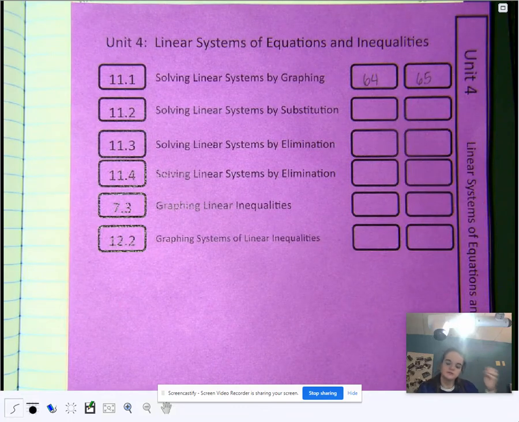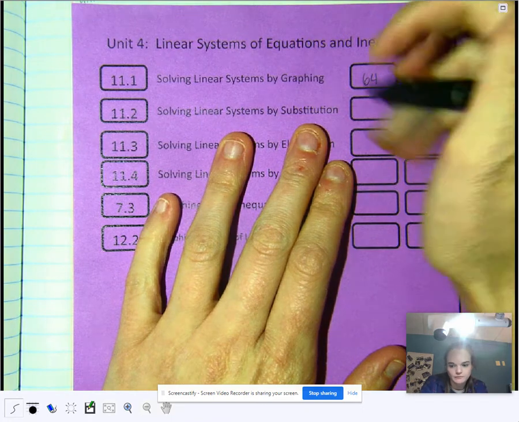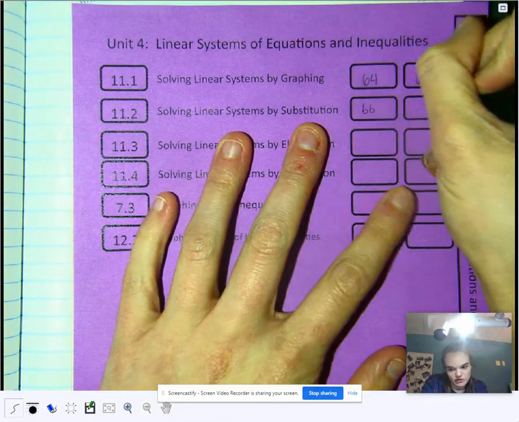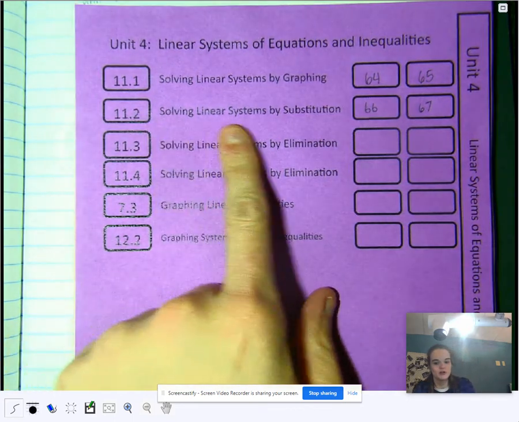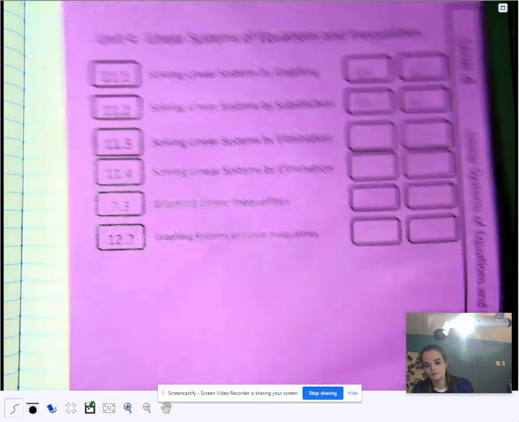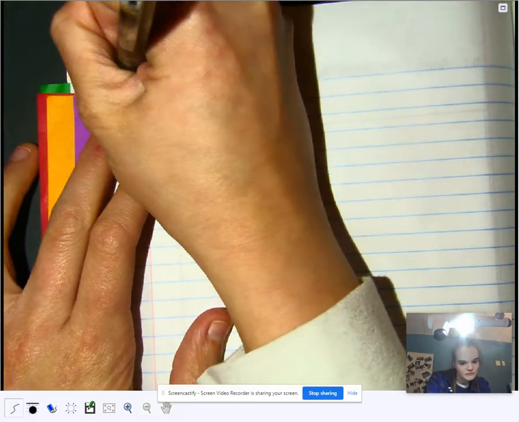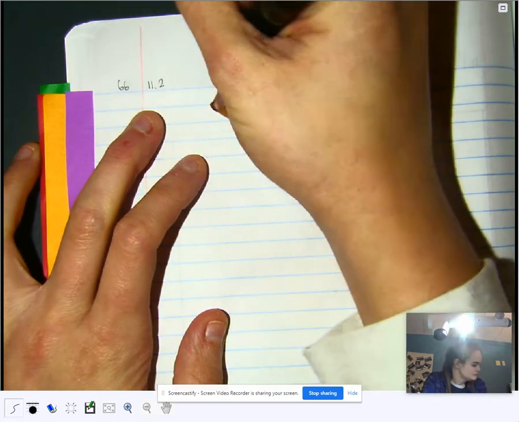All right, so today we're going to start another method to solving a system of equations, and that's called substitution. Today and the next video as well, we will be working on pages 66 and 67. We're going to talk about solving linear systems by substitution. So we're going to go ahead and label that on page 66. I'm going to label 67 as well, but we won't get to that today.